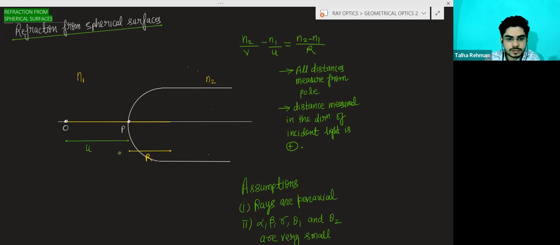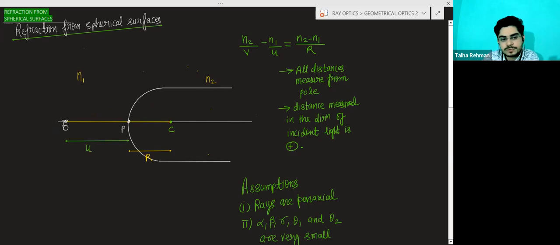Now you can see here, this is the center of curvature. Basically, this is the object, and this surface is the spherical surface. This is the principal axis, and this is the pole, and this is the center of curvature. The distance between the pole and the center of curvature is known as the radius of curvature. And this distance is the object distance, small u. We know this. And this formula we will get.